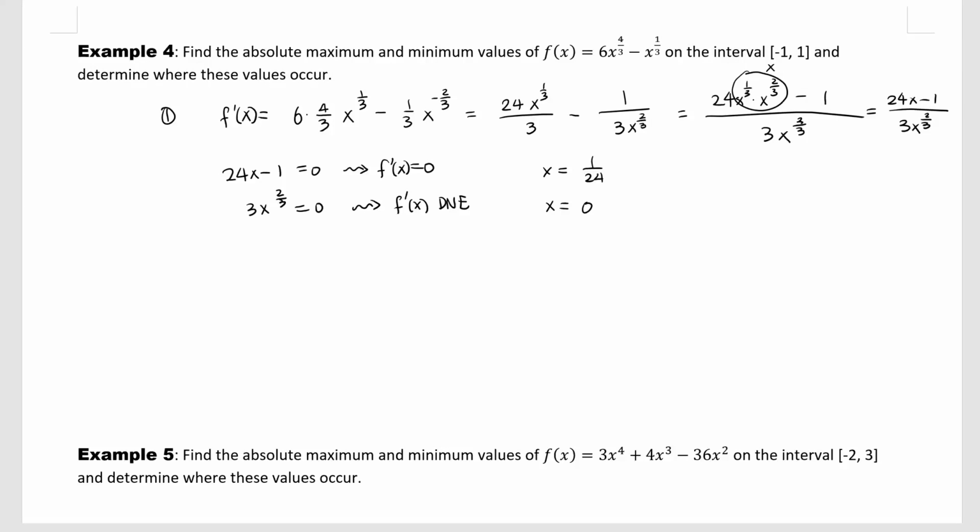So let's look at our functions and our interval. Our interval is -1 to 1. By the way, this is cube roots. For the cube root, the domain is all real numbers. That's why -1 is okay. So let's check the endpoints, -1 and 1. Our critical points are 0 and 1 over 24.